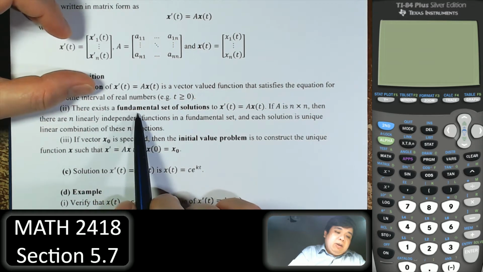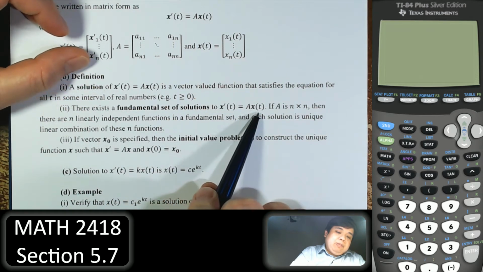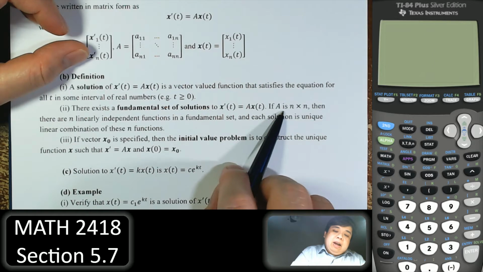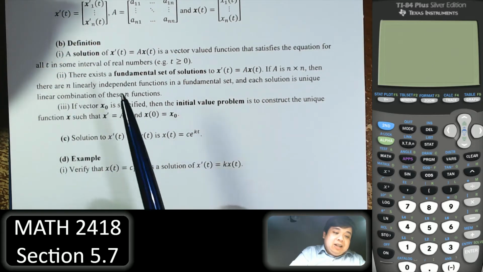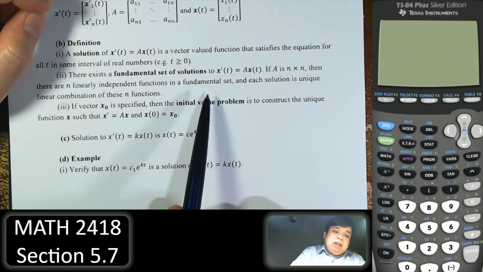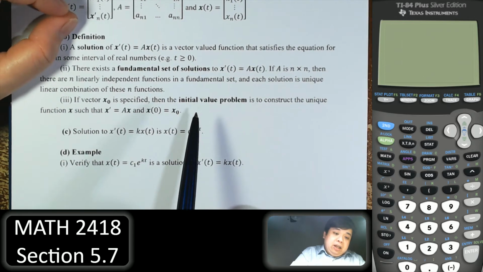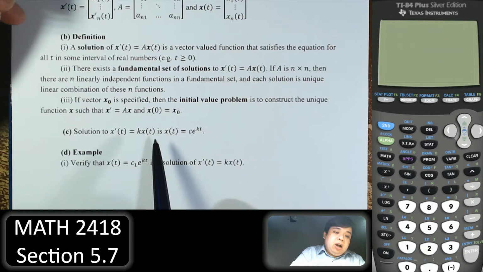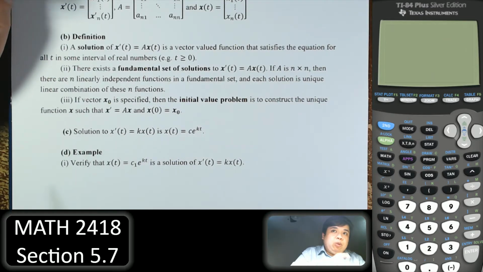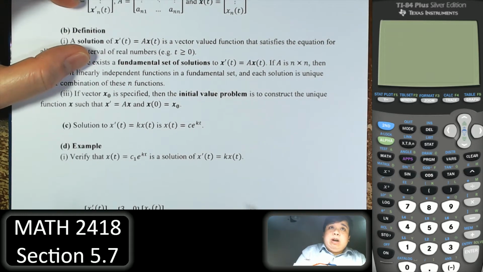There exists a fundamental set of solutions, and if A is n by n, then there are n linearly independent functions in the fundamental set, and each solution is a unique linear combination of these n functions. Alright, we'll get back to that in a minute. And then we even have the initial value problem.